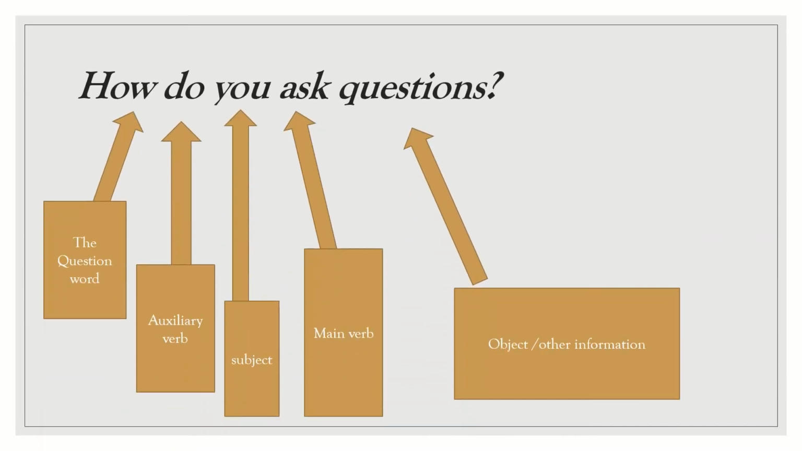Back to the structure we're going to use today: question word, auxiliary verb, subject, and you might add main verb and other information. Because remember, sometimes we shorten our questions and we only use the question word, the auxiliary verb, and the subject, or the main verb. So you can see there a quick revision of your structure.